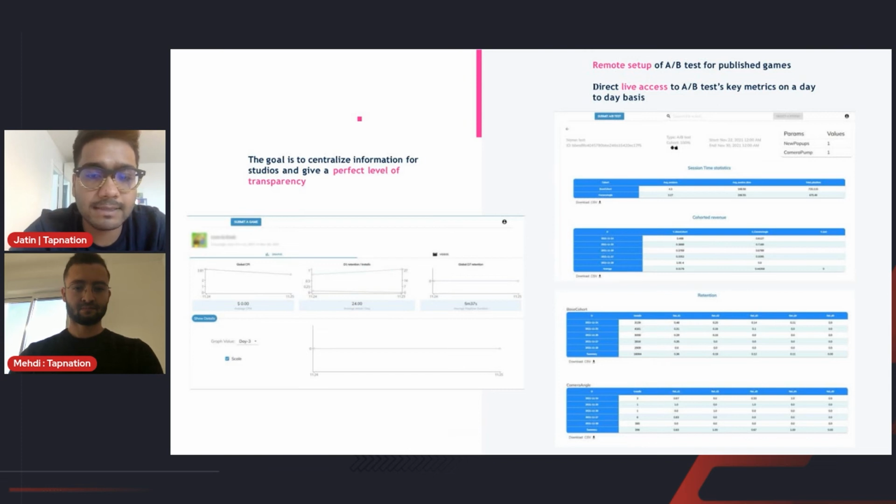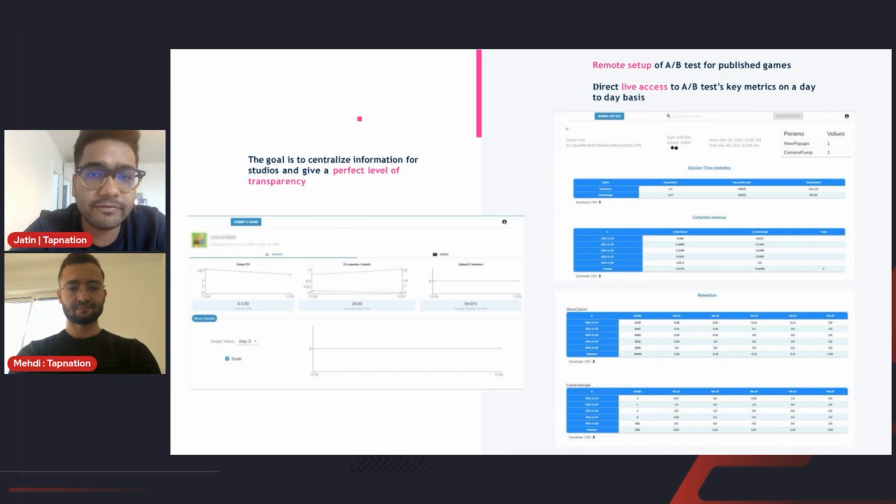So if a studio wants to test something, they go on the platform and submit the variables. For example, they may want to test different camera angles, or when to show the interstitial, like after 10 seconds, 20 seconds, or 40 seconds. They can choose different variables like that and create the A/B test.